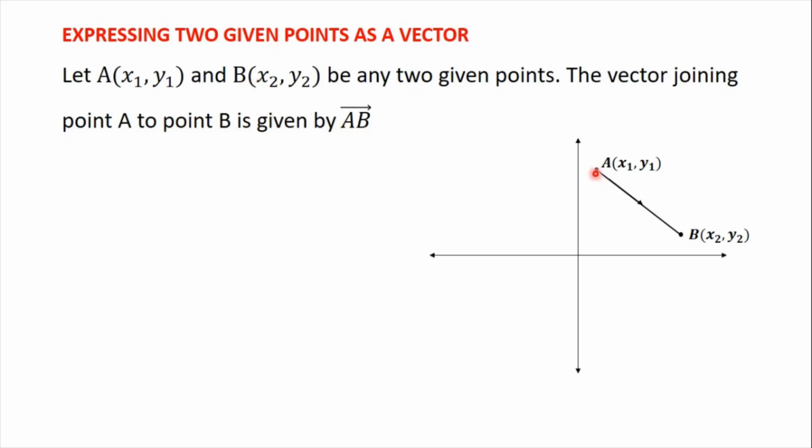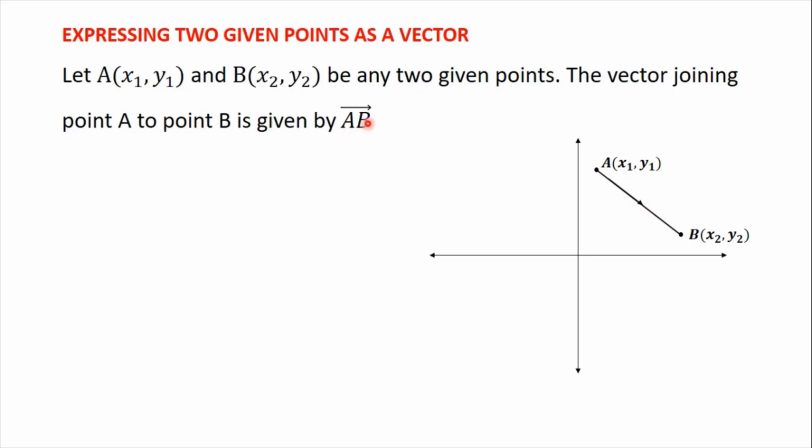We have our xy plane. Then we have this point A in the plane and this point B in the plane. The coordinates of point A are x1, y1, and the coordinates of point B are x2, y2. If we join point A to point B, you see that we have created the vector AB, as we can see here.